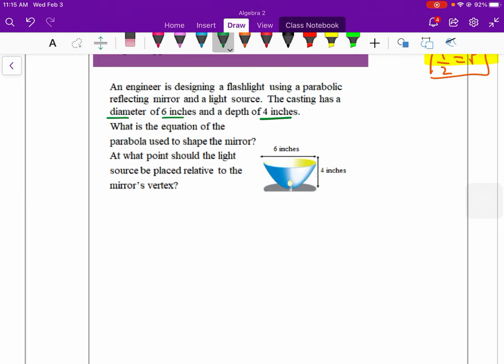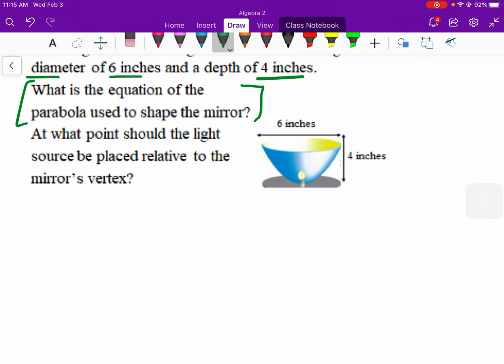So I'm just going to look at this first question first. What is the equation of the parabola? So we're going to pretend here, since it opens up, that this is our y-axis and then this is our x-axis. So we're going to call the bottom here the x-axis. I should have drawn it a little better.